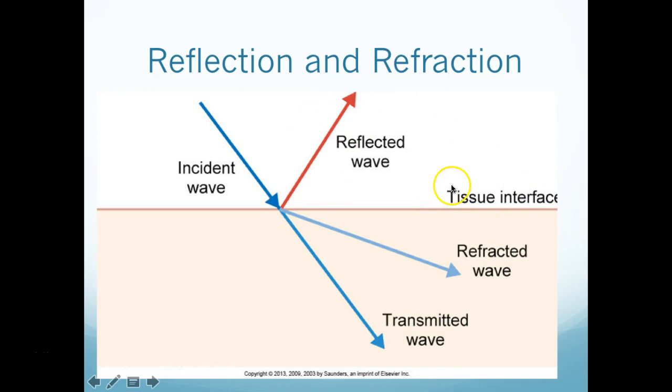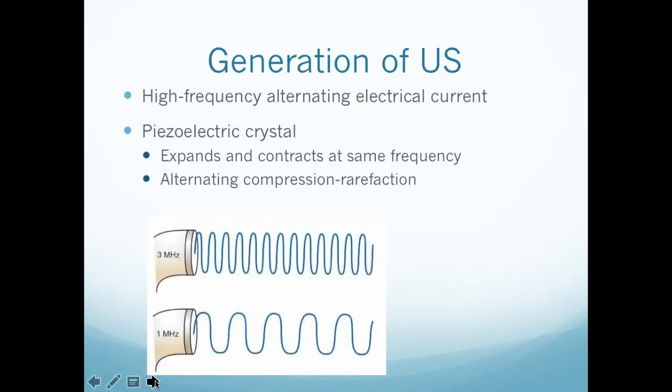So this is the tissue, and this is talking about how much of that energy actually gets into the tissue directly, goes off a little bit around that area, and then how much of it just goes back into the air. Okay, so that's what we call reflection and refraction.